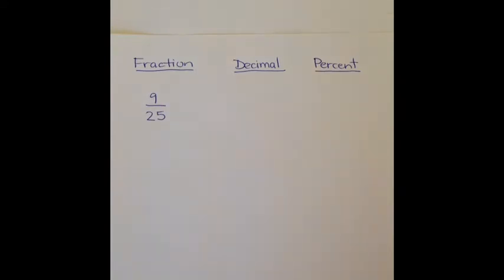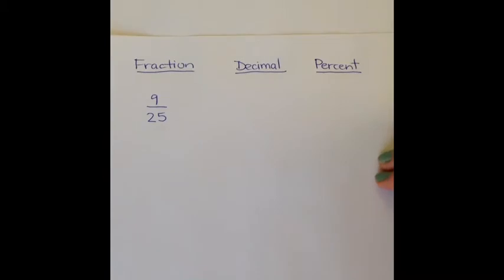I want to change the fraction 9/25 to a decimal and to a percent. The first thing I want to do is make an equivalent fraction that has a denominator, or bottom, of 10, 100, 1000, or any of the place values that I see after the decimal. So for this example, we're going to turn 9/25 into an equivalent fraction out of 100.